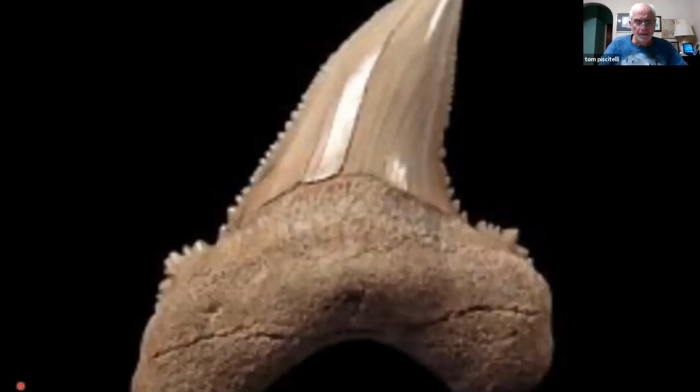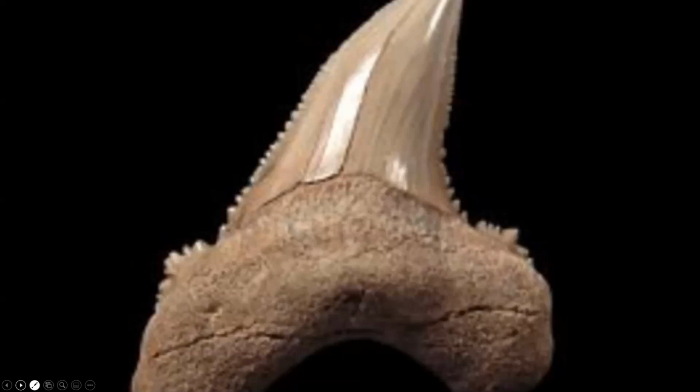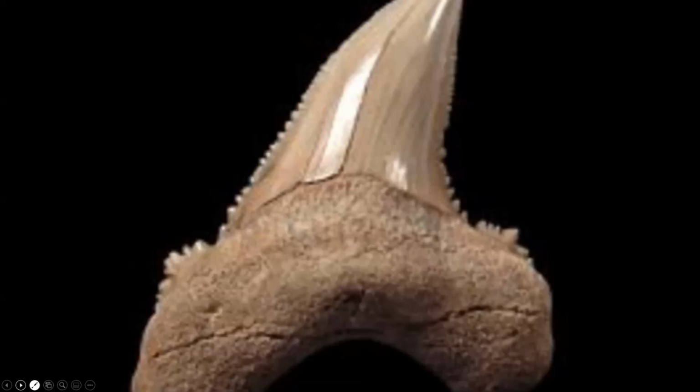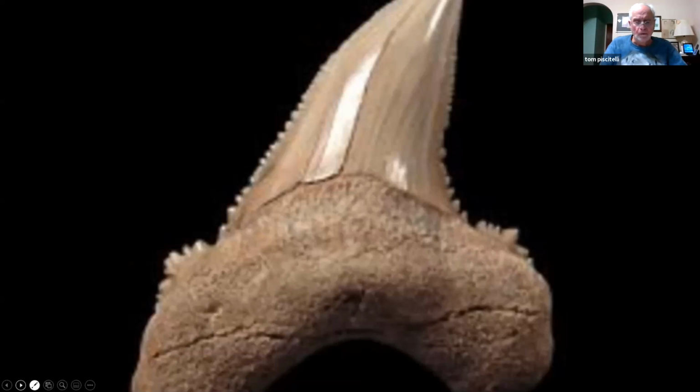Cusps with serrations also aided the shark by cutting into the prey's flesh as the shark shook its head. And if you've seen some of the things on TV with sharks, you'll see them shaking their head back and forth. This uses the cusplets, as well as serrated teeth, to cut into the flesh of the prey. Both the cusplets and the main crown of this tooth have serrations. Next, please.